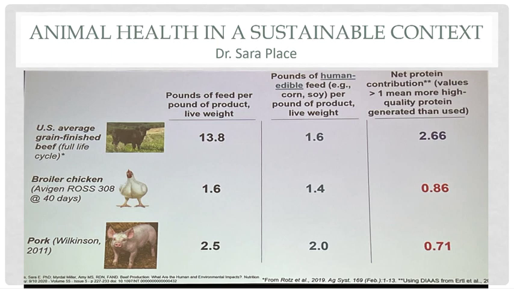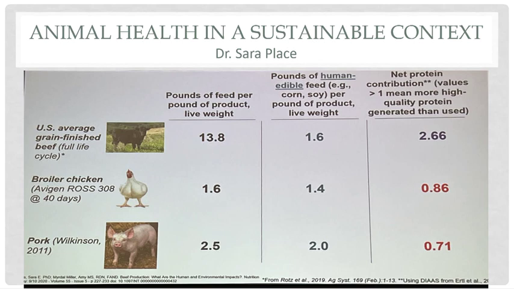Most people, when they're talking about, my pointer is not working on the screen. So most people that don't like beef, that want to promote chicken, they talk about how inefficient beef production is. The figures that you see up here in the left-hand column, that's the kind of thing that they use. So pounds of feed per pound of product, live weight.